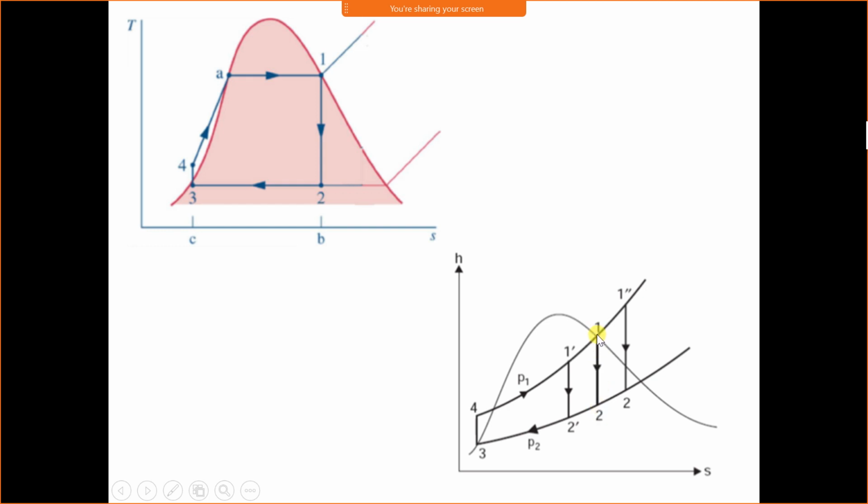It means we are considering that saturated steam enters the turbine. We are considering that saturated steam enters the turbine, and that saturated steam is expanded in the turbine. Then 2 to 3 is condensation, 3 to 4 is again pumping, and 4 to 1 is heat transfer in the boiler.